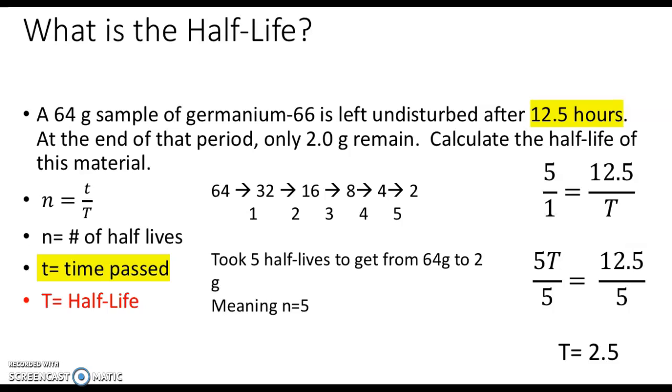I'm going to go ahead and divide 5 from each section because my goal is to get big T by itself. So I'm going to divide 5 from both sides, and 5t divided by 5 gives me t, and 12.5 divided by 5 gives me 2.5, and that is my answer. My half-life is 2.5. So let's do another problem.